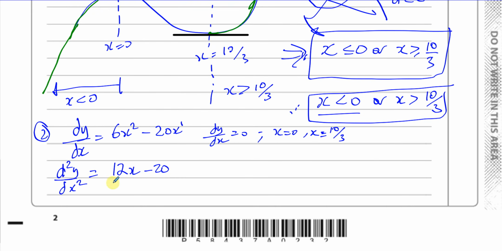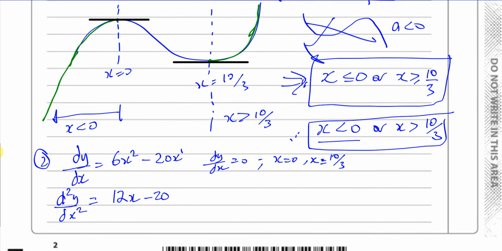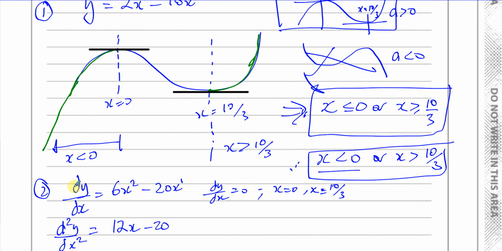This is called the second differential, and what we have done here is we have found the gradient of the gradient function. Now what does that mean? Well, the gradient of something is its rate of change, how it's changing. So it's telling us how the gradient is changing. So we can see from here that the gradient of this curve is changing in such a way that it is positive.